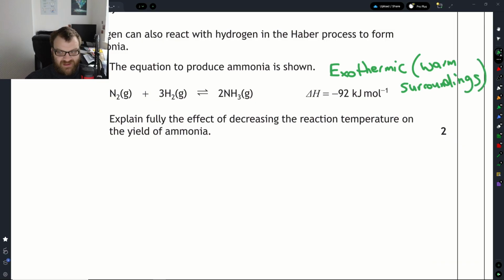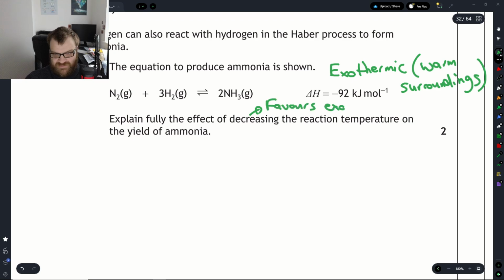How I think about this is, when would you need to warm the surroundings? Warm the surroundings when it gets colder. So decreasing the temperature favours exothermic reaction.